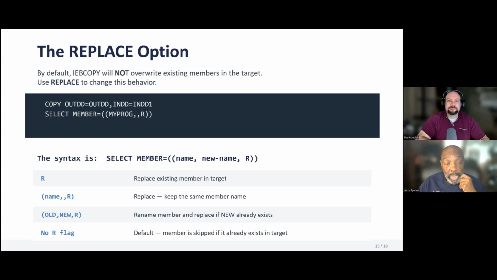You can also rename that member. You can say, I want my prog, but then in the middle, right in the example, we have two commas together. That means I'm going to keep the original name. If we had something in between those commas, then that would be the new name of the member. And then it would fall into the category of, okay, let me make sure that there's not a member by that name. But since we said replace, it says, okay, we're good. And it'll proceed and life is good. And as it says, the default, the member is skipped if it already exists in the target.